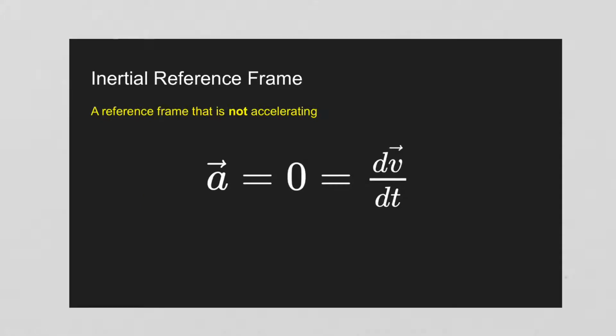It's also worth noting that all of Newton's laws only work for inertial reference frames, which is a frame that's not accelerating. Now, very important, it can be moving because all it means is that delta v equals 0. So as long as it's moving at a constant velocity, you're going to be okay.